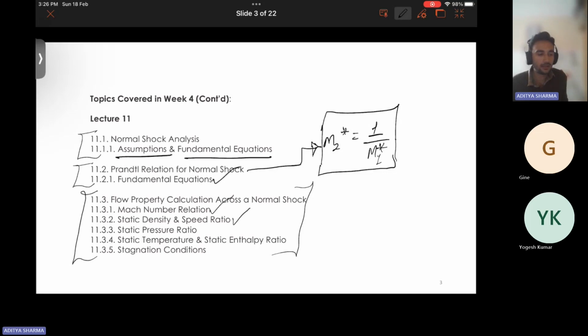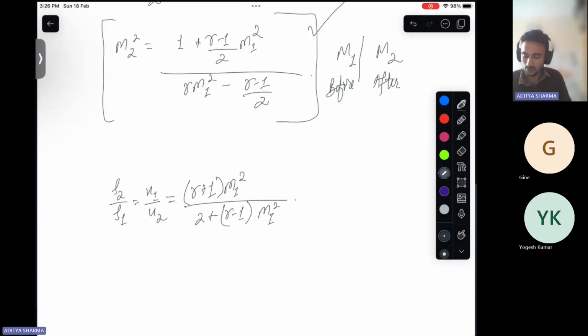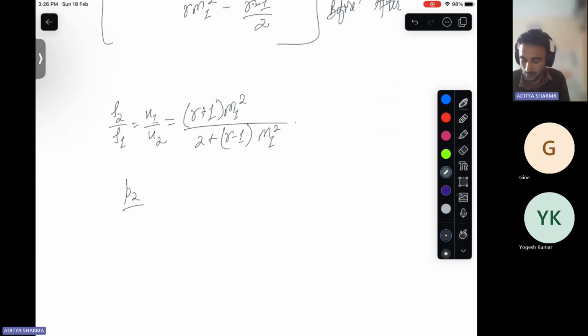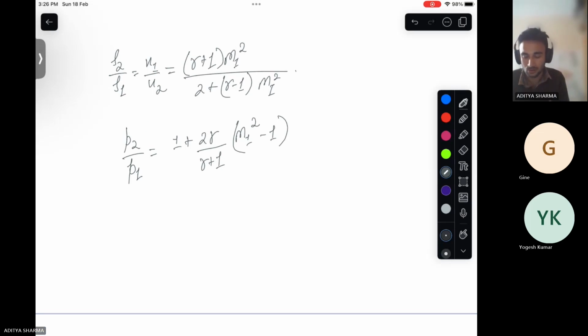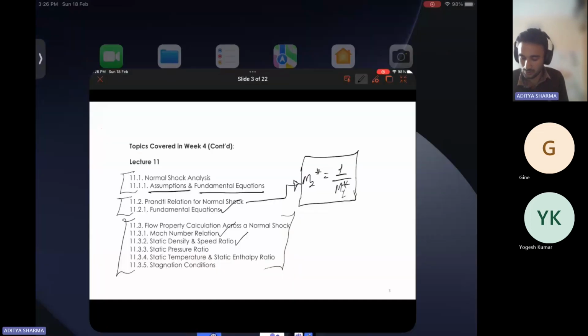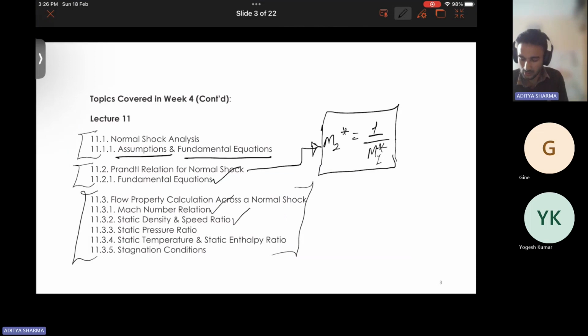And then there is the static pressure ratio. This is our static pressure ratio relation: P2 by P1 equals 2 gamma by gamma plus 1 times M1 square minus 1. This is the static pressure relation. Then there is the static temperature and static enthalpy ratio.